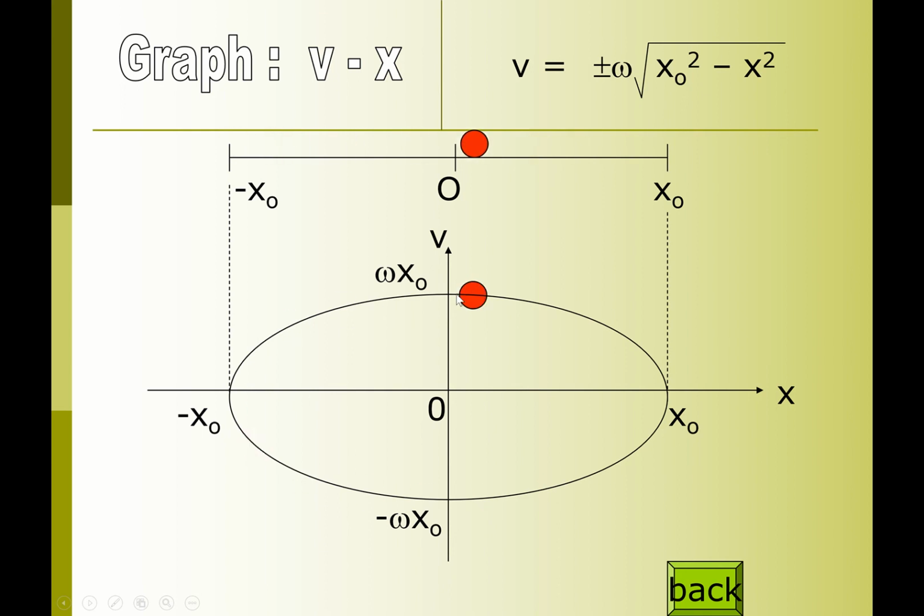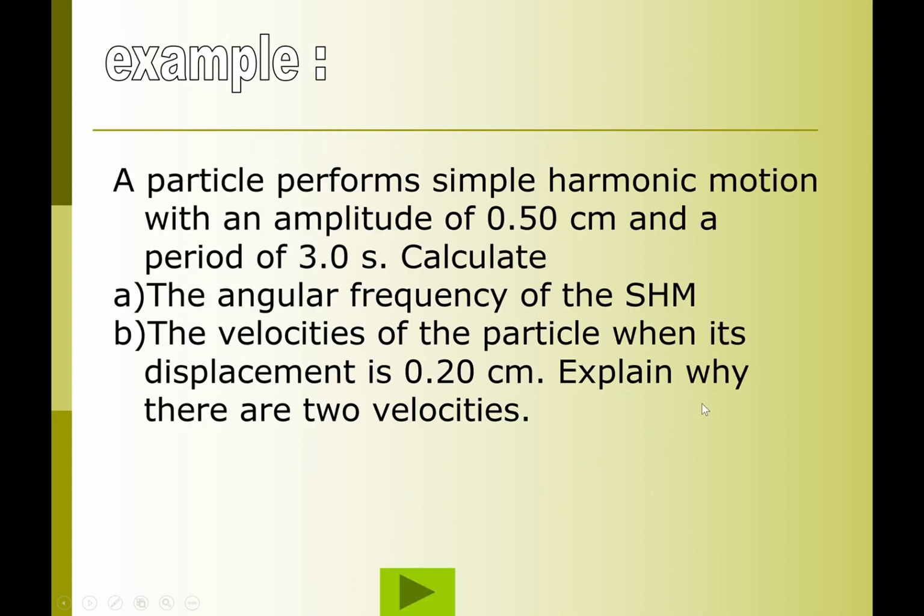To sketch the graph, when x is 0, we substitute 0 here, and we get the maximum velocity omega x naught and the minimum velocity negative omega x naught. x naught is the amplitude or maximum displacement. So we try one example.